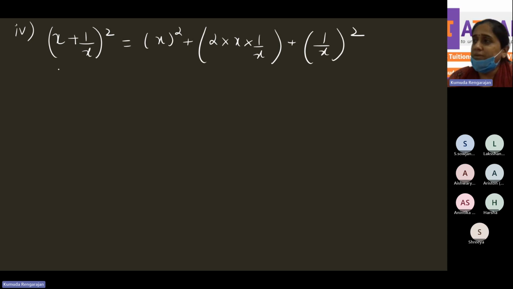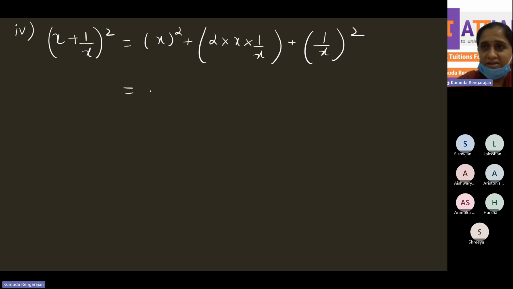See, I repeat, we have to find x plus 1 by x. Now, instead of that, we are trying to find x plus 1 by x the whole square. So how do you expand it? It's like a plus b the whole square, which is a square, x square, plus 2 into a into b, 2 into x into 1 by x, plus b square, 1 by x the whole square.